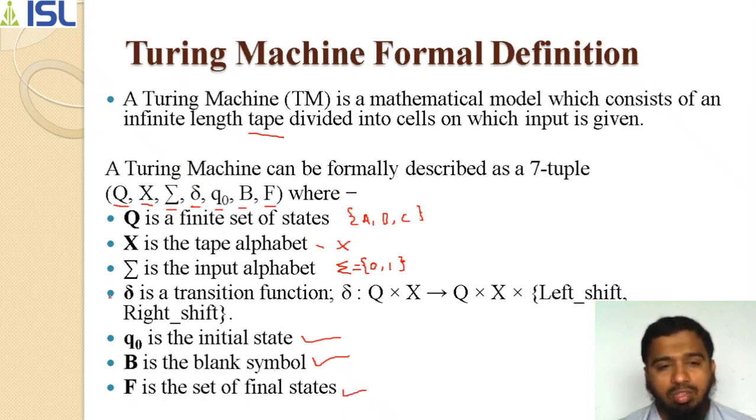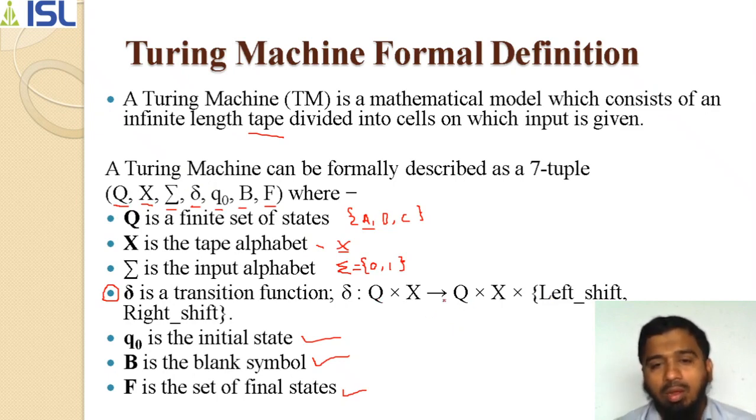Okay, now the thing is delta. Delta is a transition function. Delta is Q cross X. So whatever the state we have and whatever the alphabets are there in the tape, that will give the value Q cross X. After that, it will move to the left shift or right shift. In the previous video, I showed you how it moves to the left side and how it moves to the right side. So before going to this, you must go to the previous video and see.